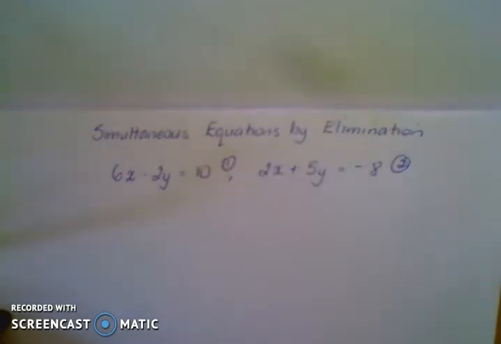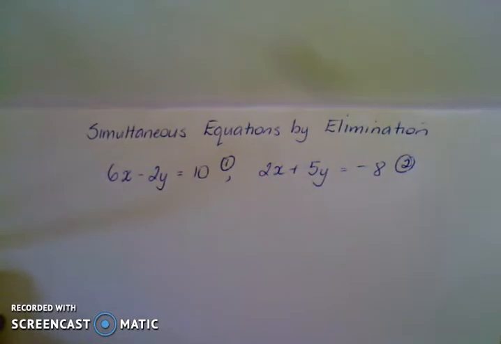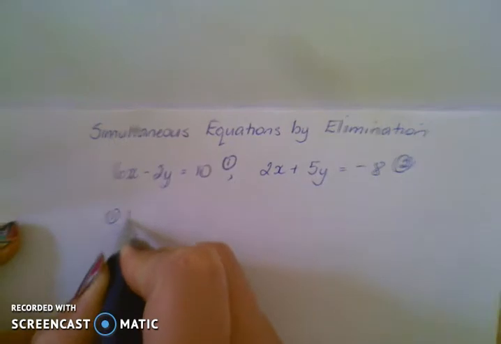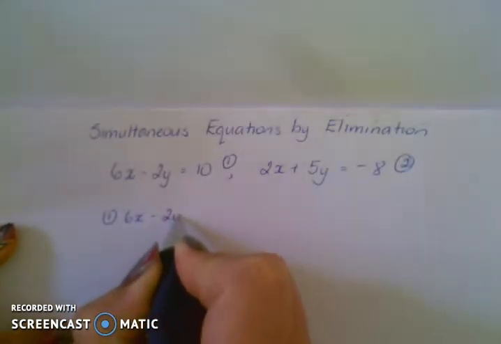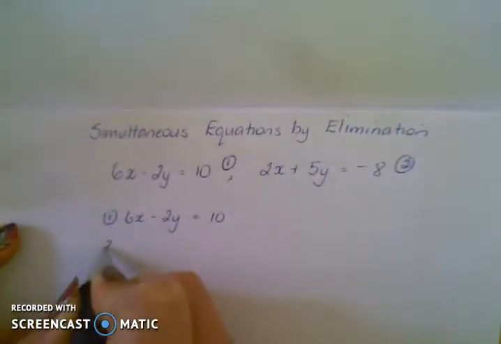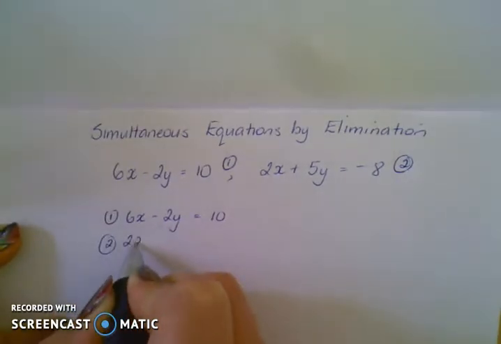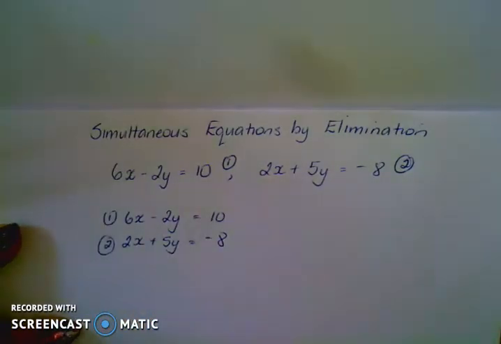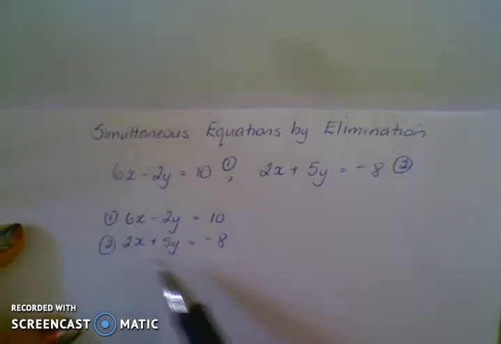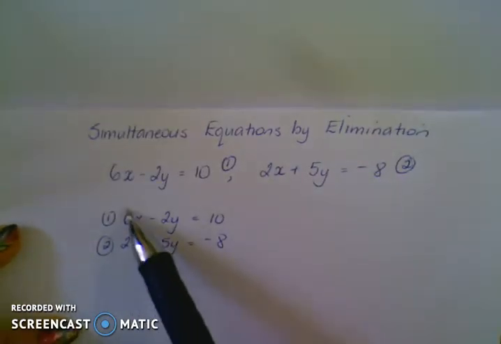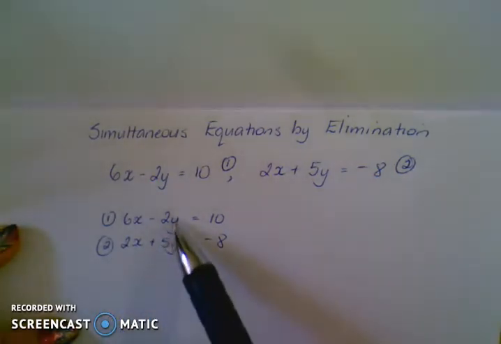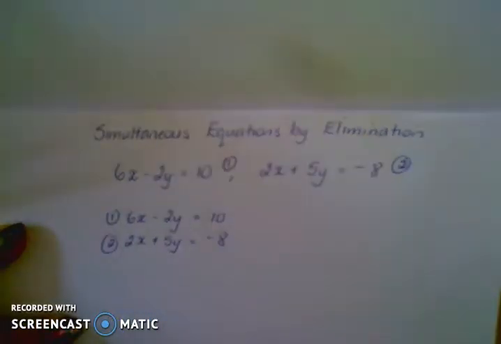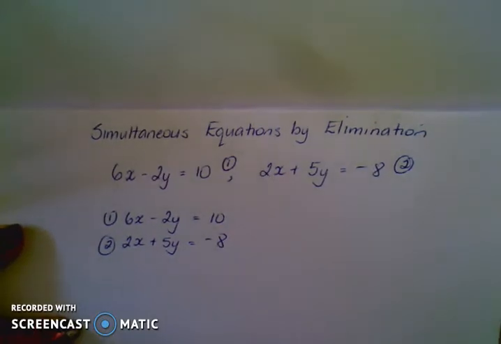Now when we're solving by elimination, the best thing to do is to set these up one under the other. So we've got equation 1, which is 6x minus 2y equals 10, and equation 2 is 2x plus 5y equals negative 8. The reason that we set these up one underneath the other is we can easily see if there are any relationships between the coefficients of our x variable or the coefficients of the y variable that will allow us to easily eliminate one of them.